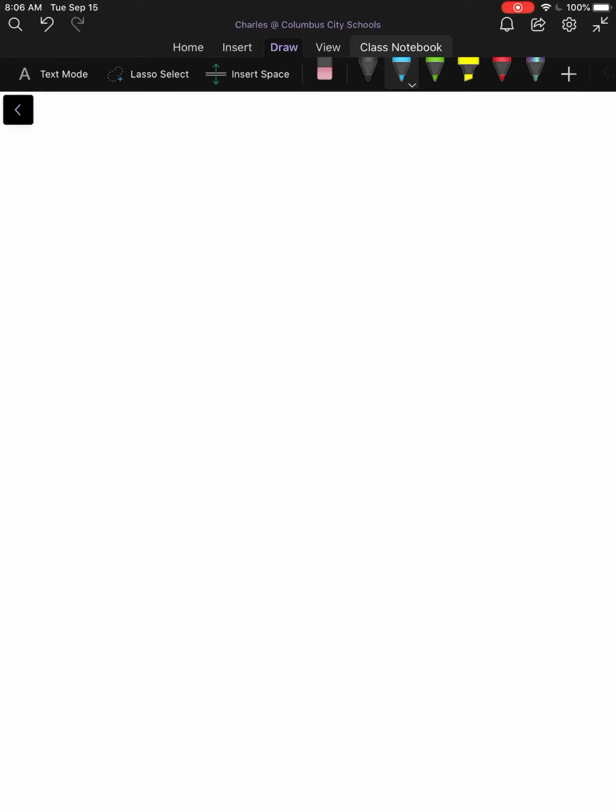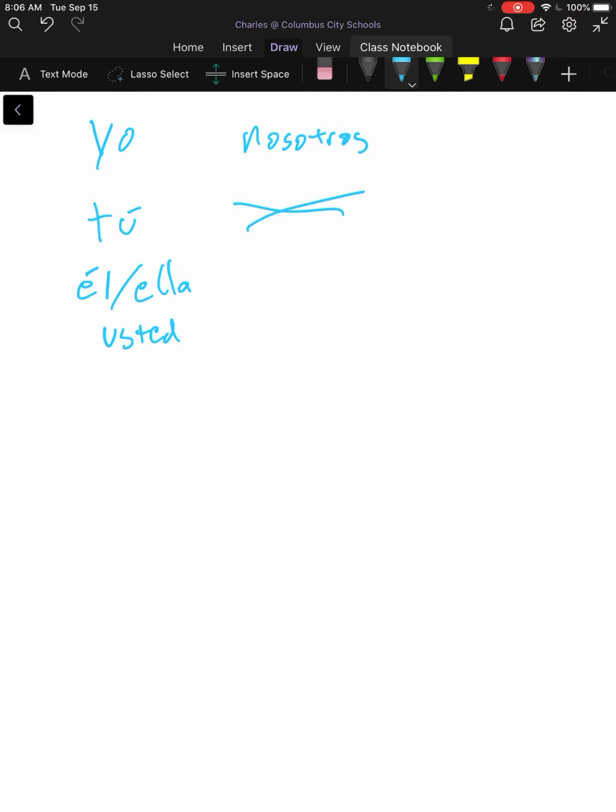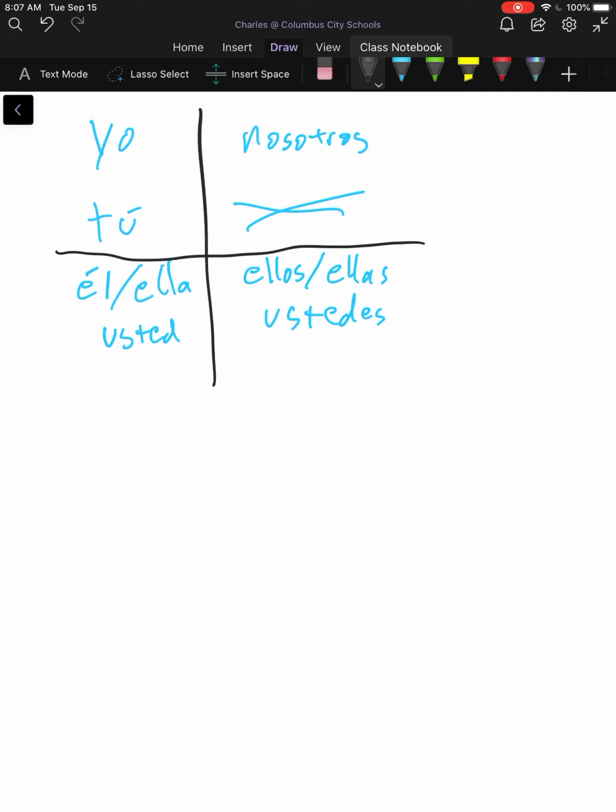Okay, so real quick about possessives. They are going to match the subjects in their layout, just like always. Which is to say, don't worry about this one. So if I draw the box around it, I'm going to get the same shape box.